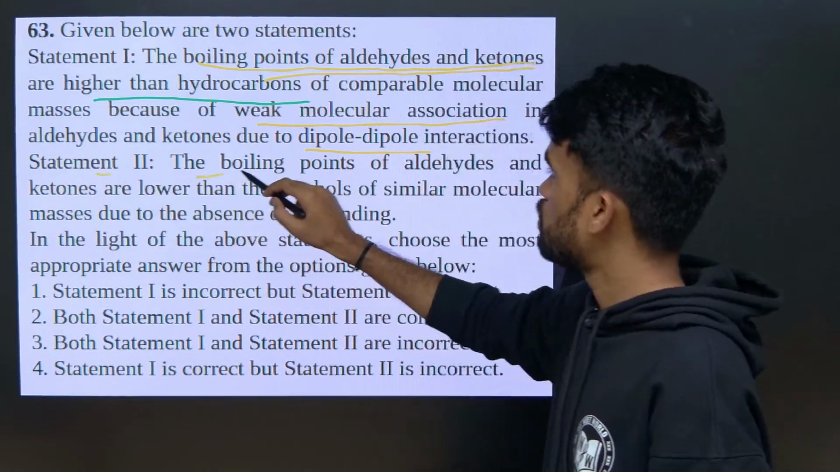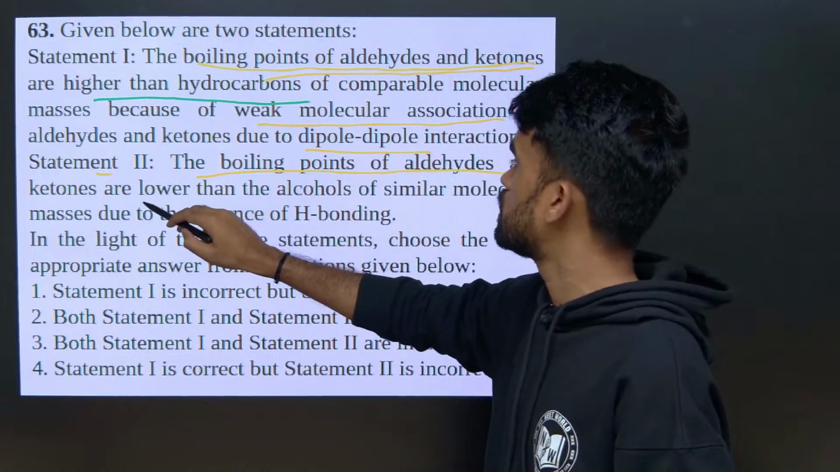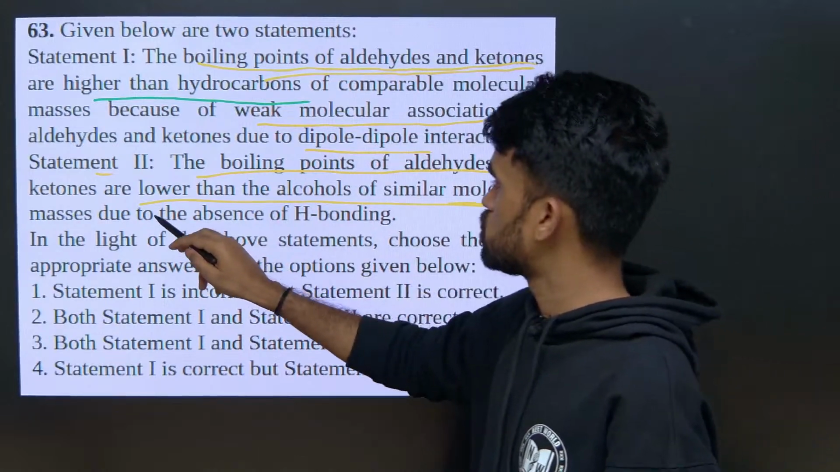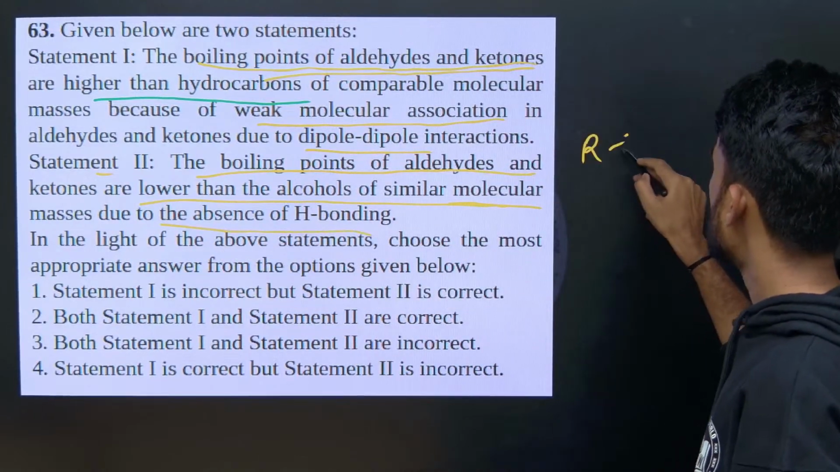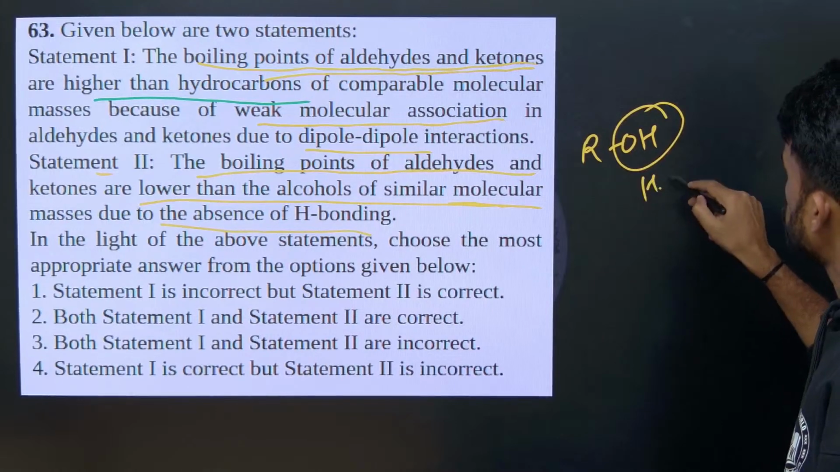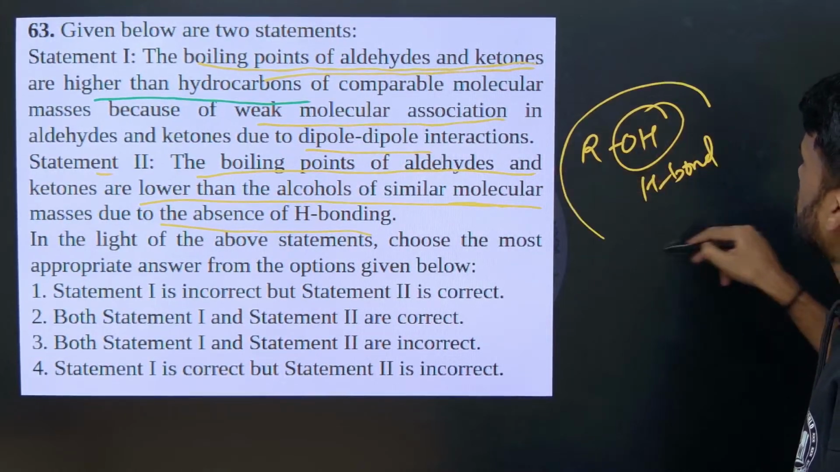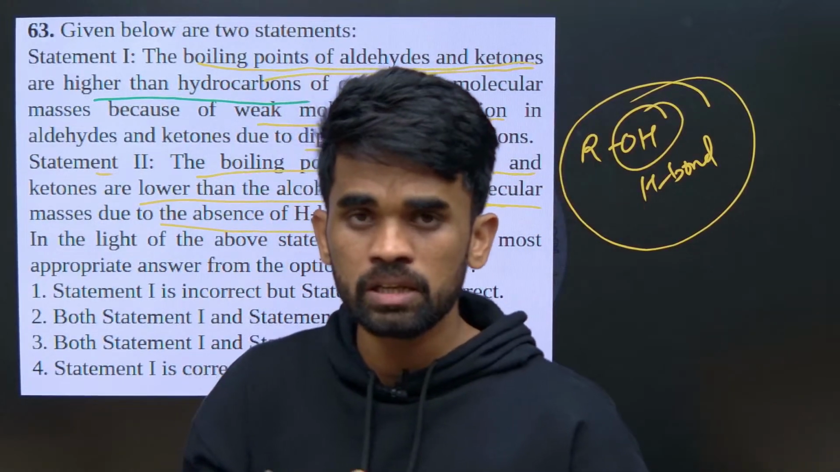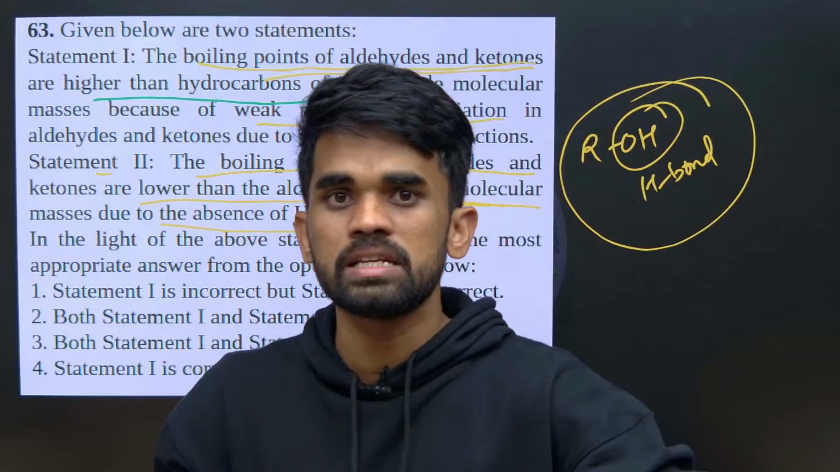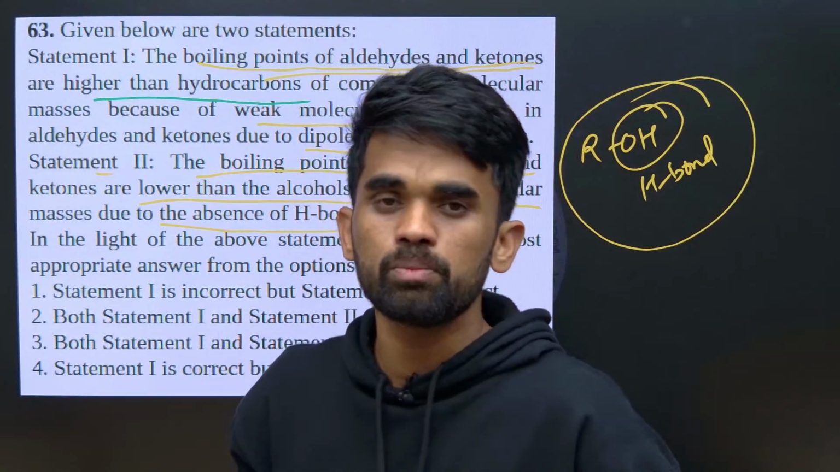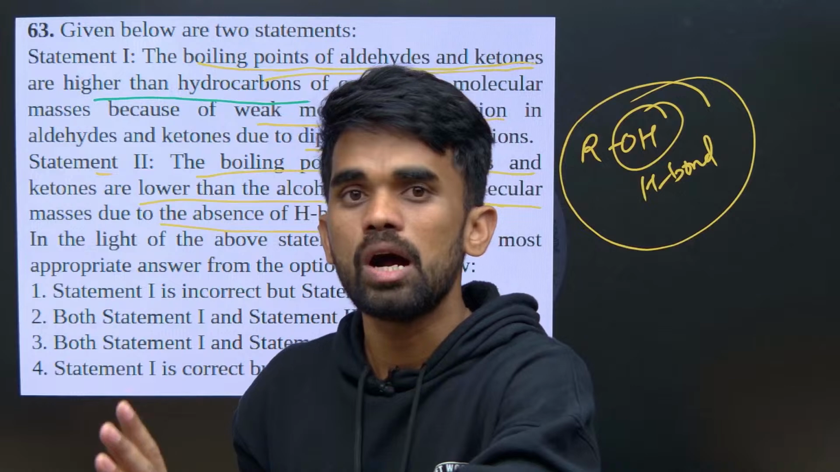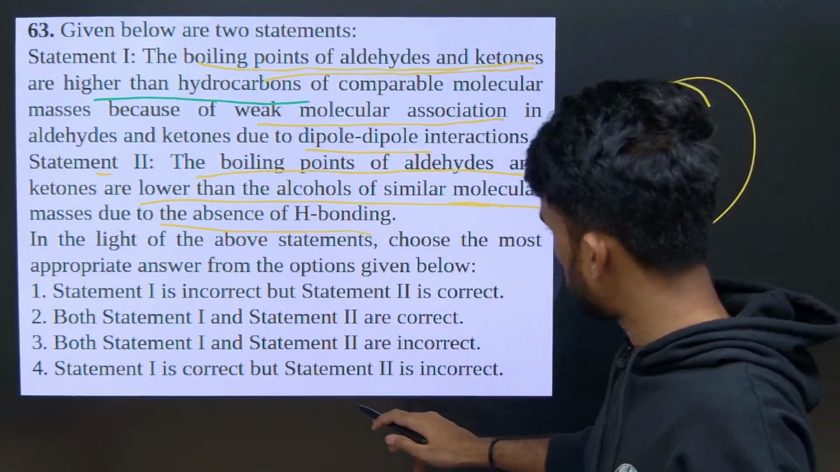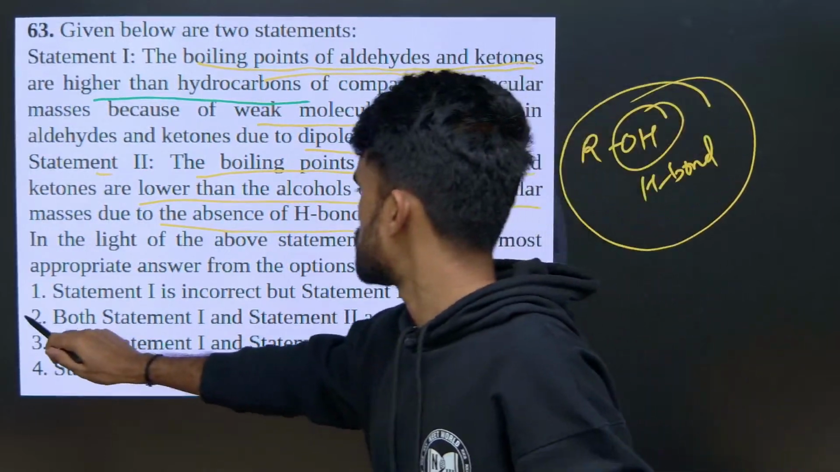Second statement, the boiling points of aldehydes and ketones are lower than the alcohols of similar molecular mass. Yes, in alcohols hydrogen bonding is present, therefore there will be strong intermolecular forces of attraction between the alcohol molecules, which makes them exhibit more boiling point when we compare with the respective aldehydes and ketones. So both statements 1 and 2 are correct. Yes, second option.